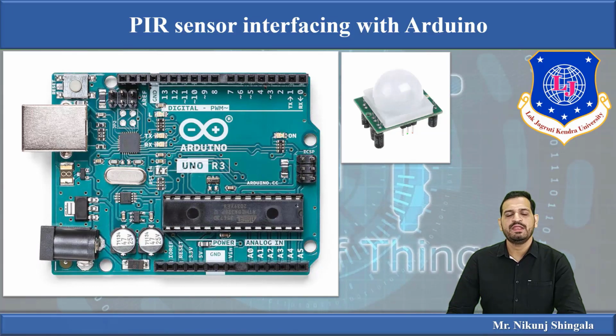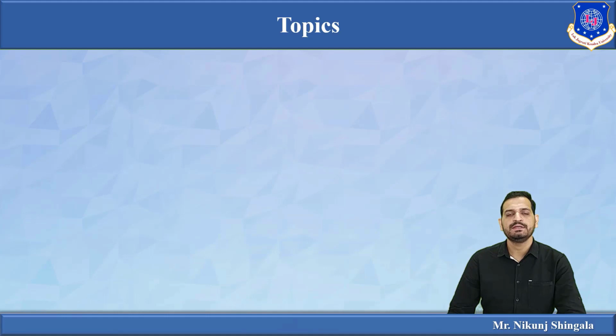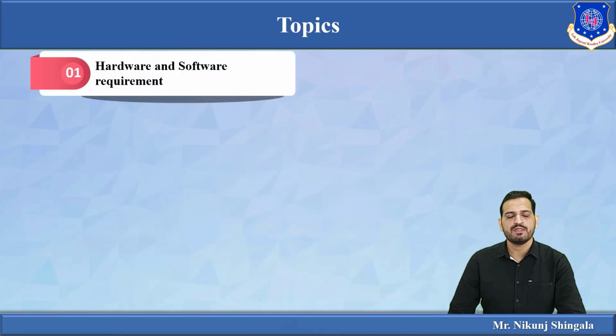Hello everyone, in this video lecture I am going to discuss the interfacing of the PIR sensor with the Arduino board. That is a passive infrared sensor, basically used for human detection, motion detection. Okay, so let us start with the topics that I am going to cover in this video lecture.